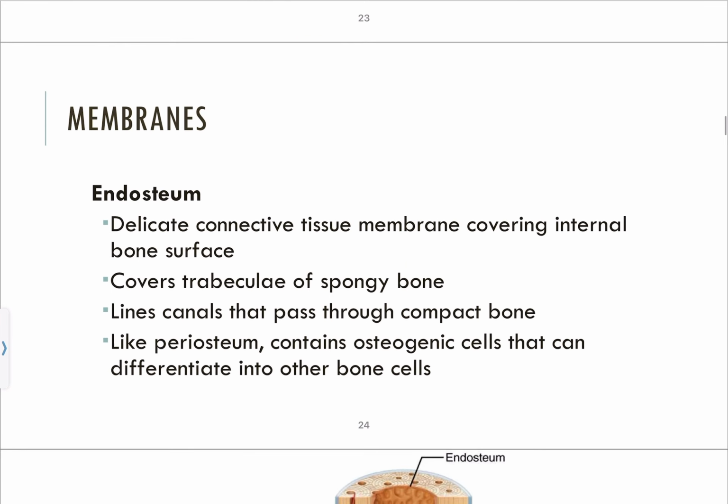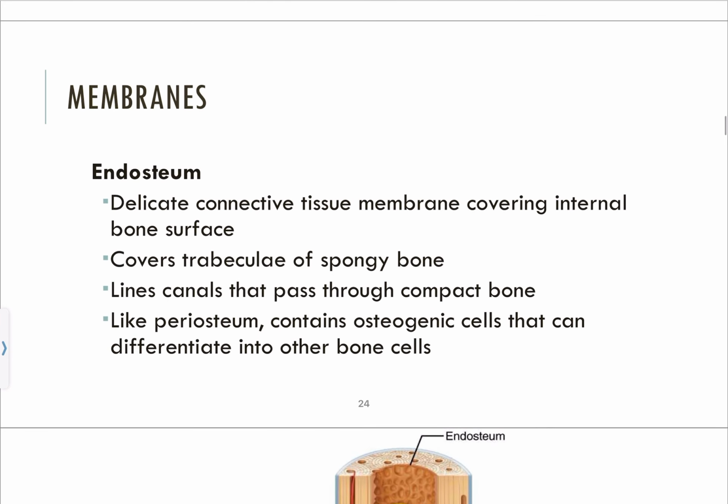In contrast, we have the endosteum. It doesn't have to be as tough as the periosteum because it's not on the external surface. This is just the membrane, remember again, that's lining basically every internal surface of the bone. So what is it going to cover? Things like the trabeculae, all of the canals.